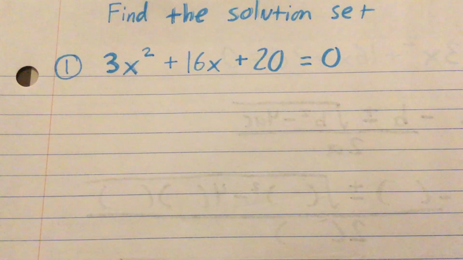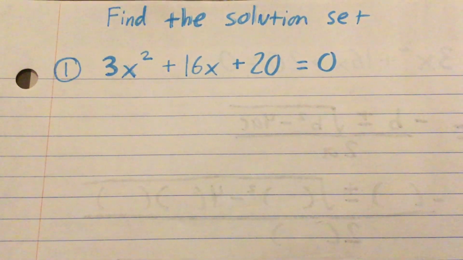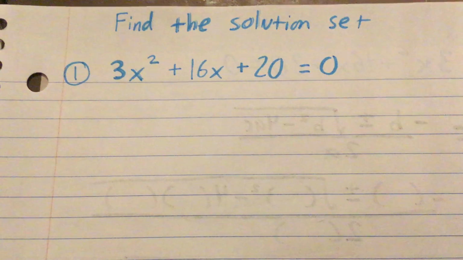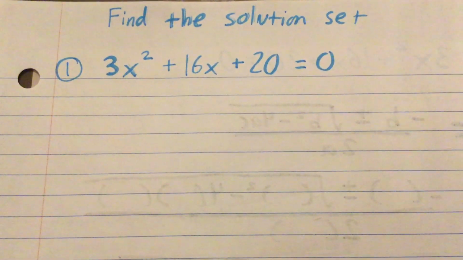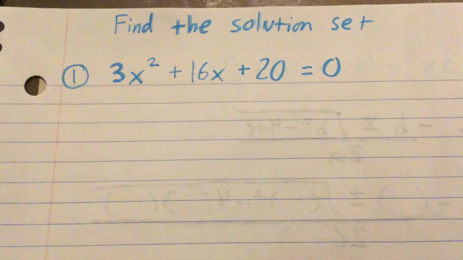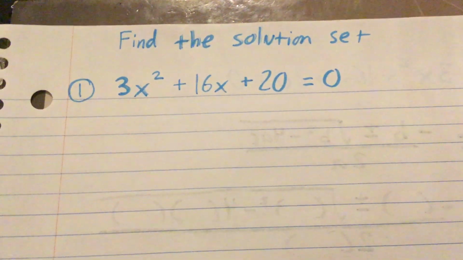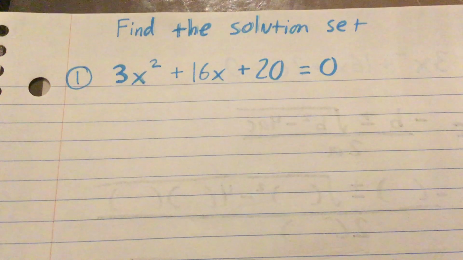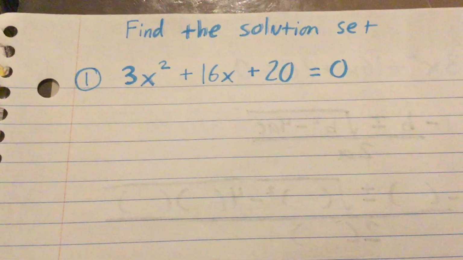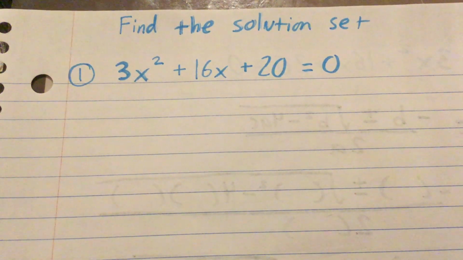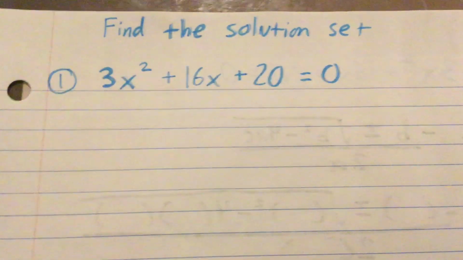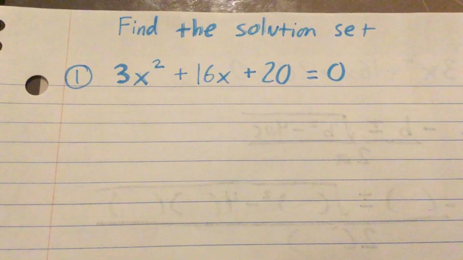Okay, so we're going to do 8 problems today, but the first 3 are going to be repeats. So 1 is going to be the same as 2, 3 is going to be the same as 4, and 5 is going to be the same as 6. And the reason why I'm doing that is because we're not only going to find the solution set using factoring, but we're also going to find the solution set using the quadratic formula. And then I'm going to put my tips at the end of this video.